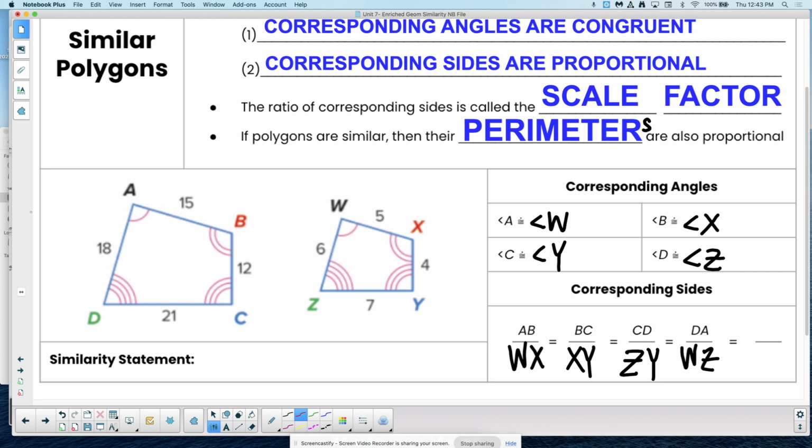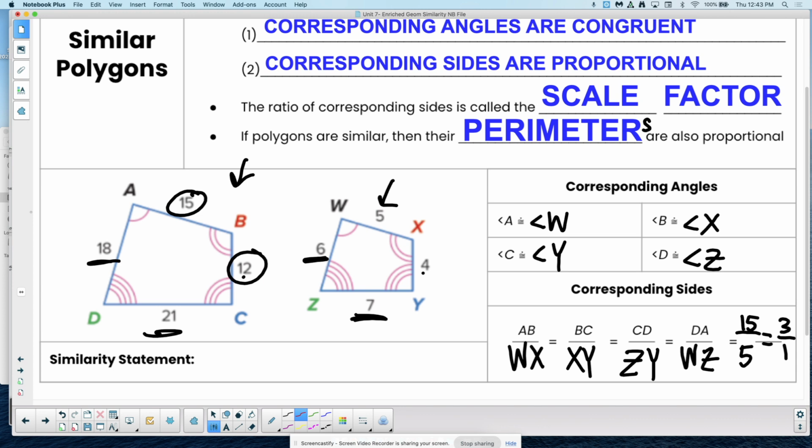So if we pick one of our sides from our bigger polygon, let's just do AB, the top one, 15. 15 corresponds to 5. Now we always want to reduce. 15 over 5 reduces to 3 over 1, or just 3. So if you notice, that works for all of our sides. If I take 4 times 3, I get 12. If I take 7 times 3, I get 21. If I take 6 times 3, I get 18. Or you can go the other way. 15 divided by 3 is 5. 12 divided by 3 is 4, and so on. So that's what that scale factor is. It's pretty important, and we'll get to that later on.